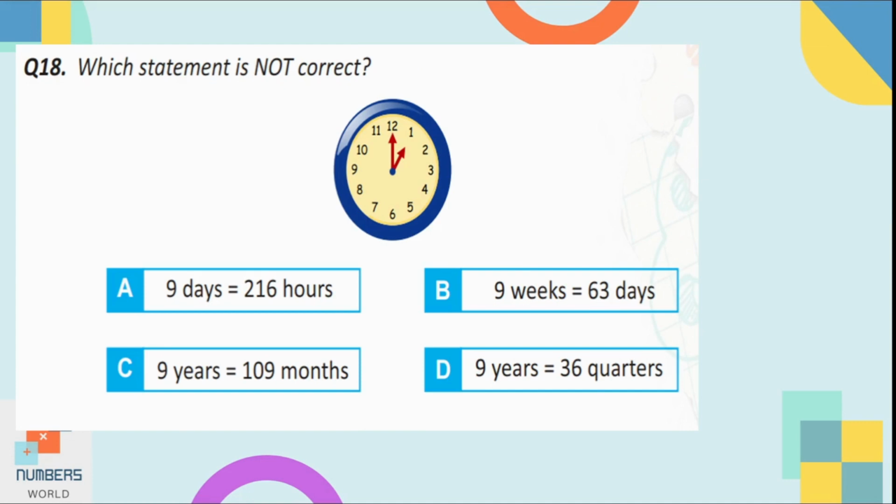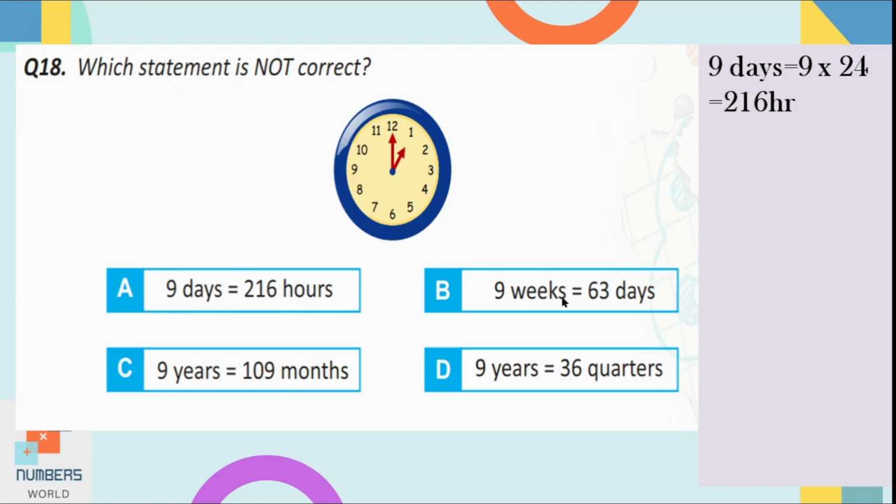Question number 18. Which statement is not correct? So let's check all our options one by one. Option A is 9 days is equal to 216 hours. We know that there are 24 hours in a day, so we will multiply 9 by 24, that is equal to 216. So option A is correct.